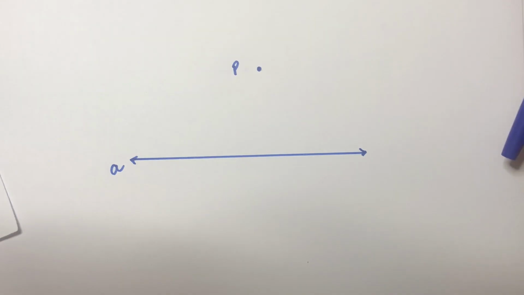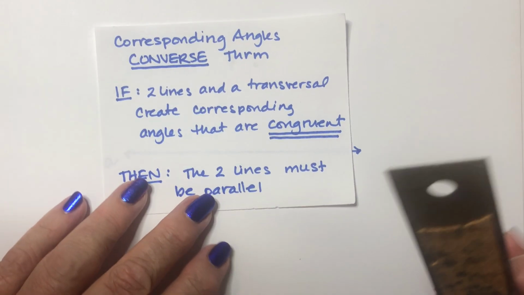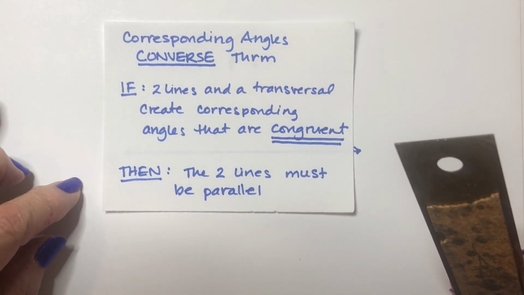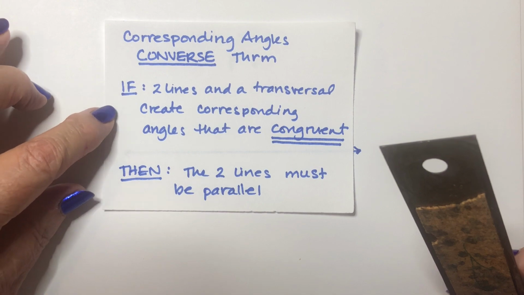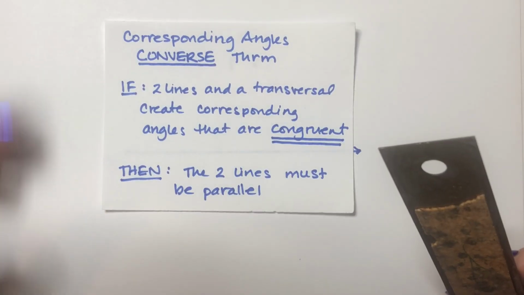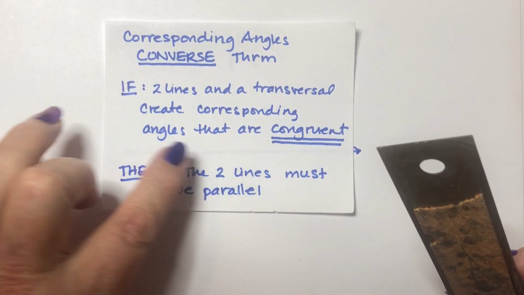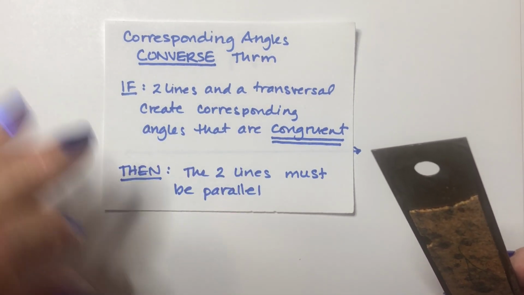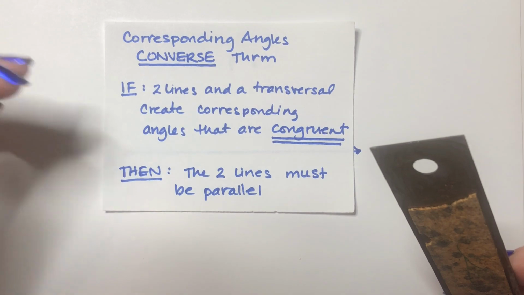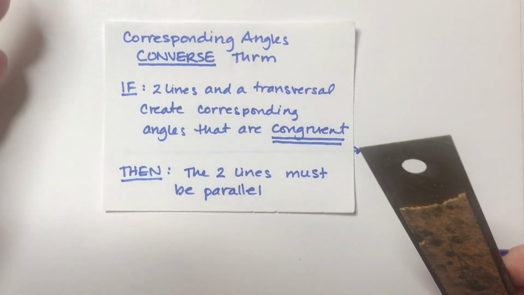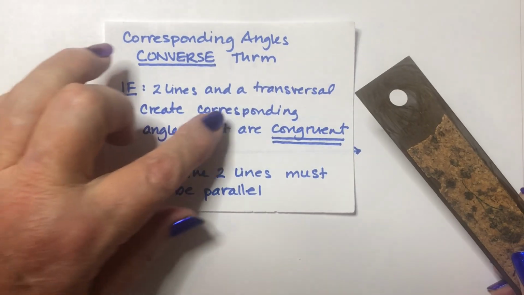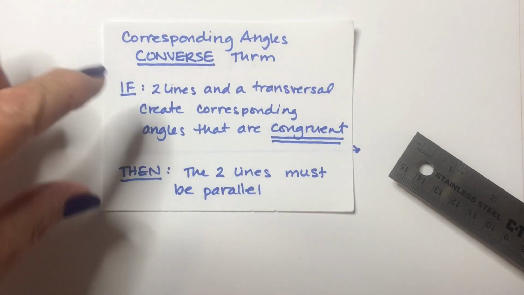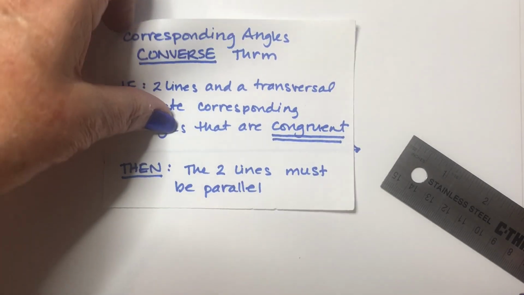So what this is built on is the following theorem. It's the converse of the corresponding angles theorem. And what the converse says is that if you've got two random lines and a transversal, and they create corresponding angles that are congruent, then the two lines that you had to begin with must be parallel. We didn't start off with them being parallel, but because the corresponding angles are congruent, I know the lines are parallel. This is the theorem we're going to be using.